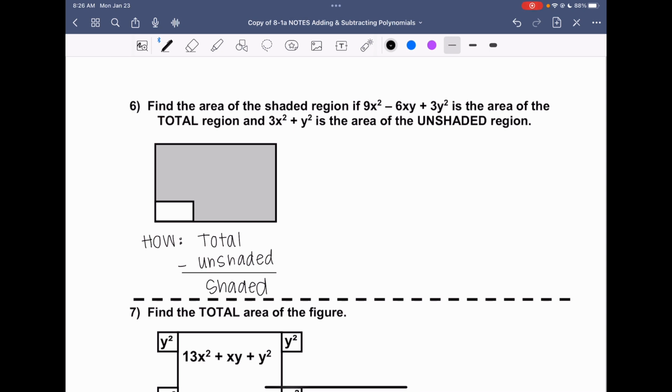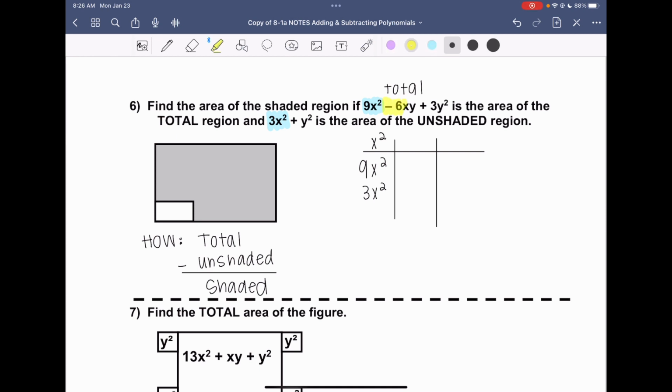Okay, so it says the total region. Okay, so remember the total region has to be on top. So the total region is the 9x squared minus 6xy plus 3y squared. And the unshaded region is 3x squared plus y squared. Okay, so I'm going to line up everything I have. So remember, it looks like I have x squareds. So I'm going to put x squareds in that column. So 9x squared, 3x squared.